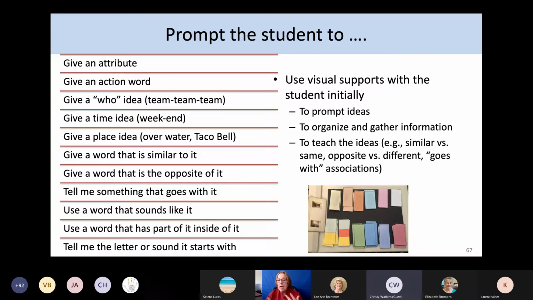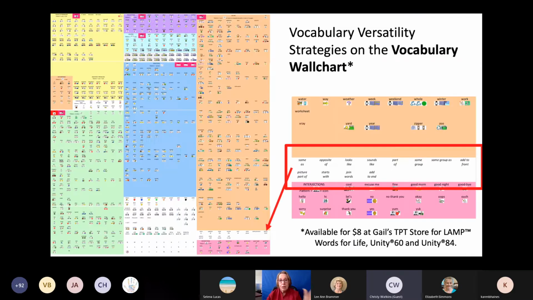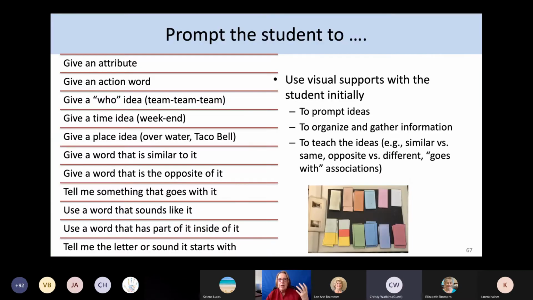But as you saw me with Joshua, early on when he was talking about horseback riding, I've got my cards that are different colors that coordinate with the colors on this chart. So you coordinate your cards with whatever colors you're using. I'm coordinating my colors with my chart. So I'm starting to prompt them, give me a green verb. Maybe give me an attribute. That would be a blue word. Give me a who idea. That would be those yellow words.